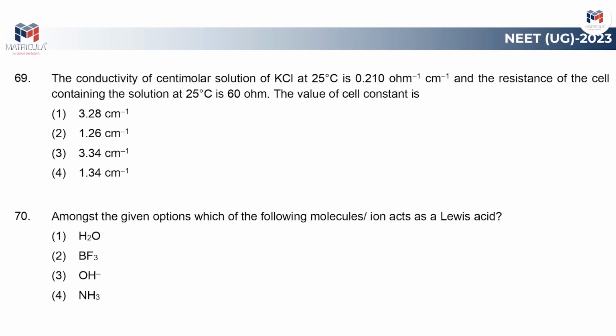Question number 69. The conductivity of centimolar solution of potassium chloride at 25 degrees centigrade is 0.210 per ohm per centimeter and the resistance of the cell containing the solution at 25 degrees centigrade is 60 ohm. The value of the cell constant is. The answer is option number 2. 1.26 per centimeter. Question number 70. Amongst the given options, which of the following molecules or ion acts as a Lewis acid? The answer is option number 2, boron trichloride.